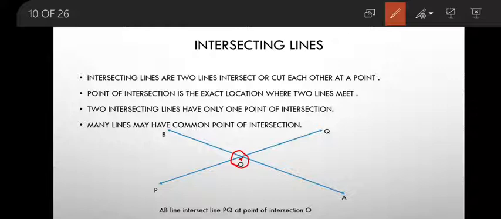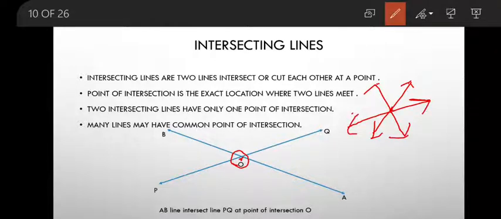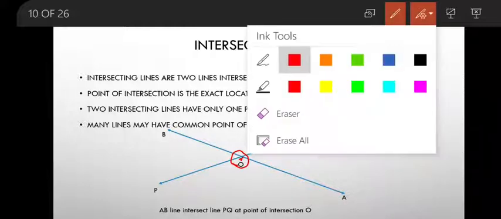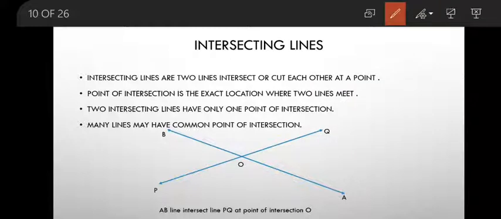Many lines may have a common point of intersection. Let's consider this is a line. This is also a line. These two lines have a common point of intersection. Another line can also pass through this point. So these three lines have a common point of intersection. We can draw another line, and this will also have the common point of intersection. So many lines may have a common point of intersection, but two lines have only one point of intersection.